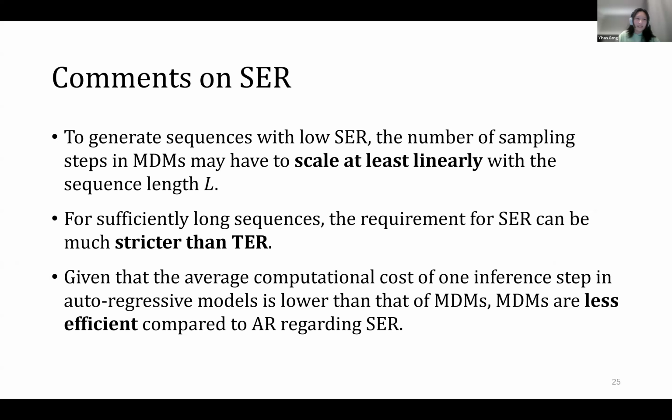And here are some comments on SCR. So from the second theorem, we know that in order to ensure the sequence level accuracy of generated text, the number of sampling steps has to scale at least linearly with the sequence length L, and this is much stricter than TER. Meanwhile, since the average computational cost of one inference step in autoregressive models may be lower than that of one reverse step in MDMs, we can conclude that regarding SCR, MDMs are less efficient compared to autoregressive models. And although there are efficient sampling strategies proposed in prior works, such as the DDPM cache or something, which can reduce the computational cost, the conclusion before still remains true.